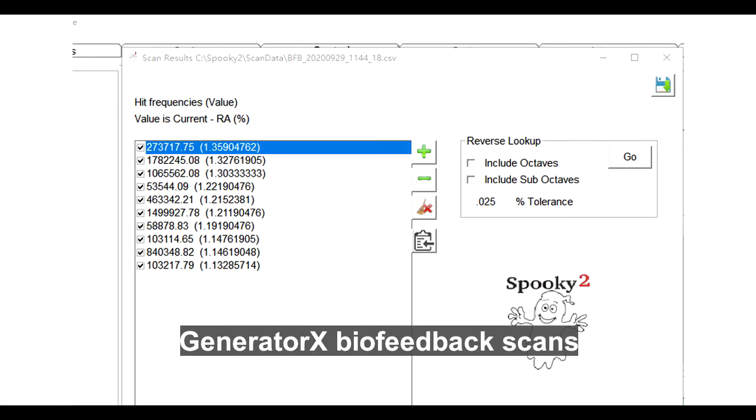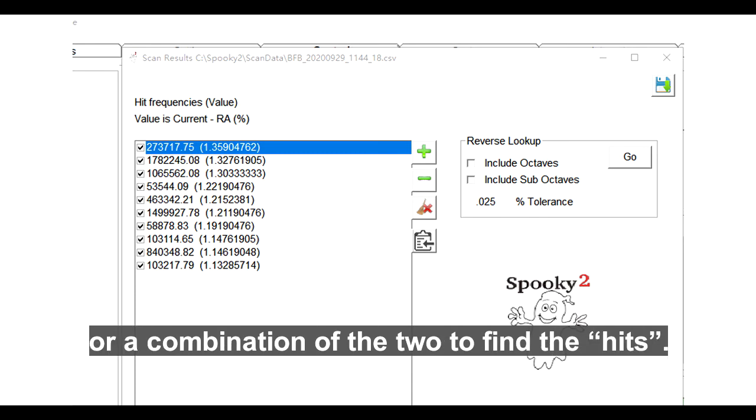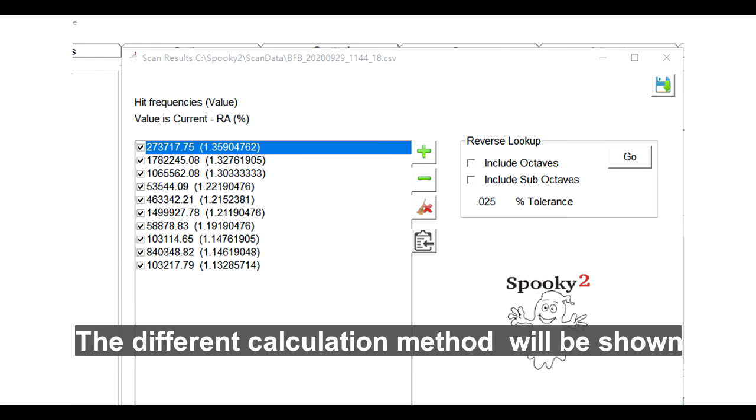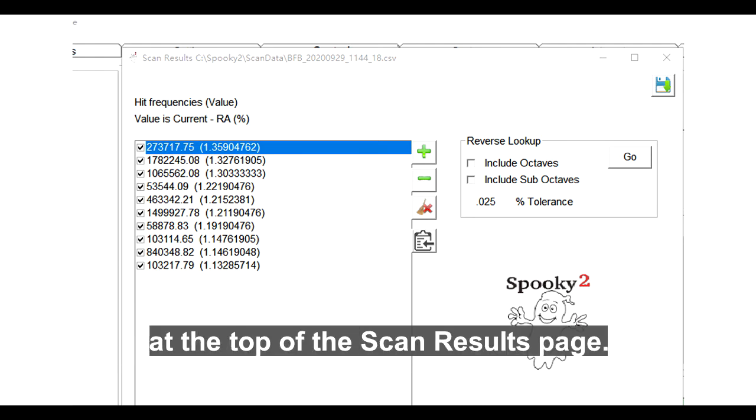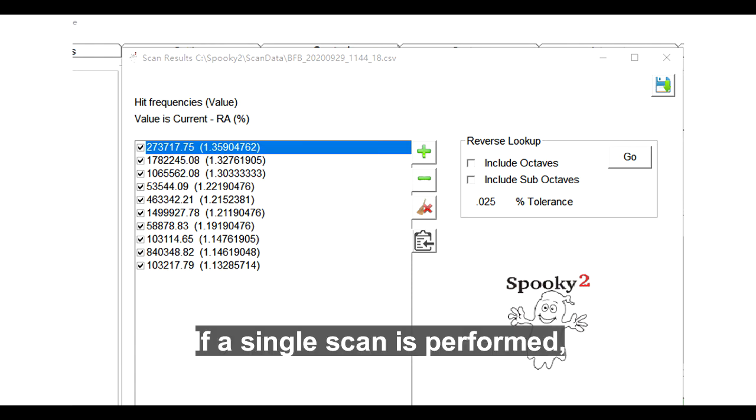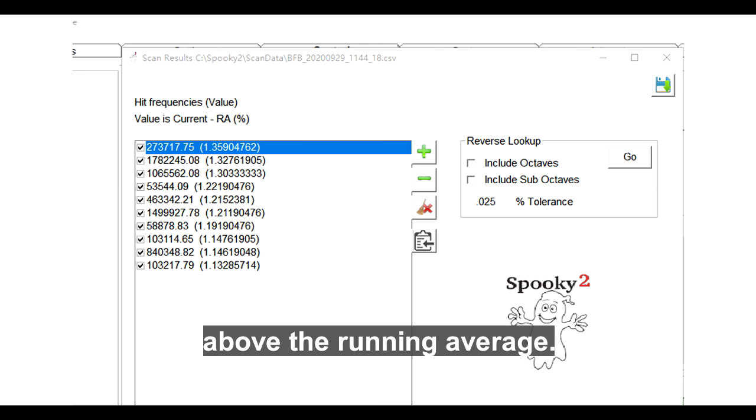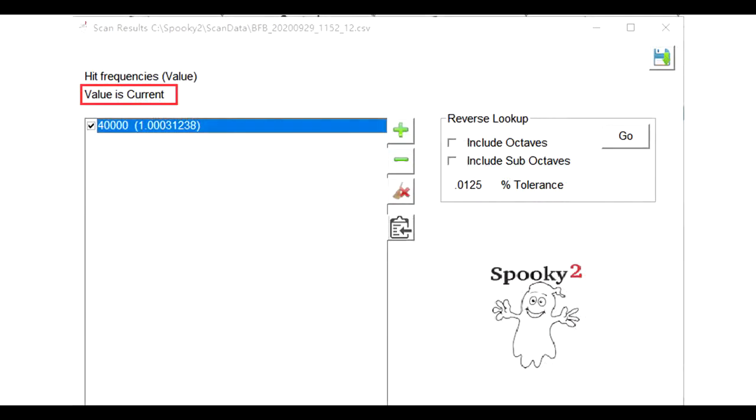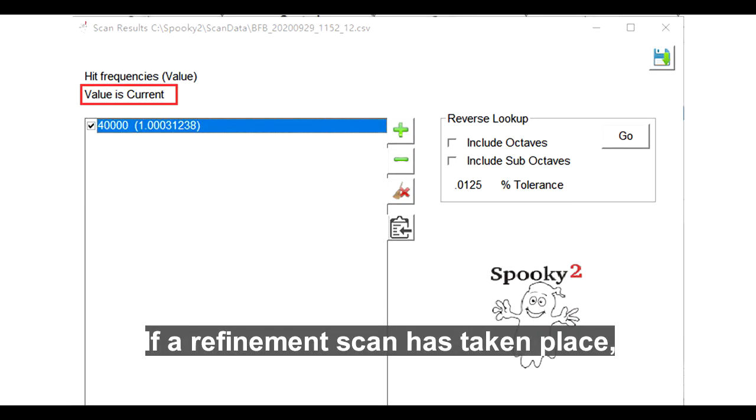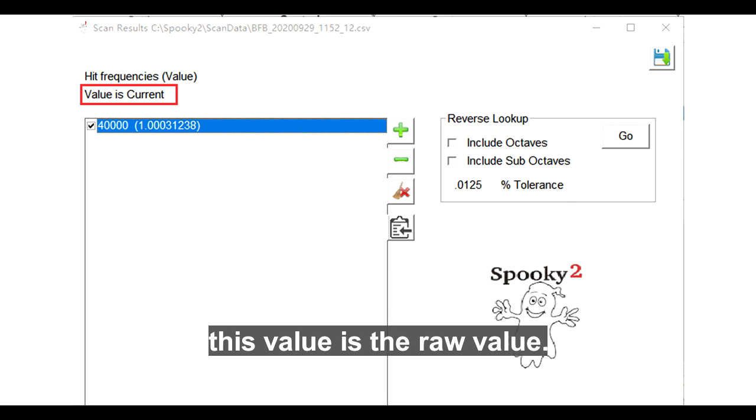Generator X biofeedback scans measure the current, angle, or a combination of the two to find hits. The different calculation method will be shown at the top of the scan results page. If a single scan is performed, such as the Generator X scan preset, this number is the percentage value above the running average. If a refinement scan has taken place, this value is the raw value.